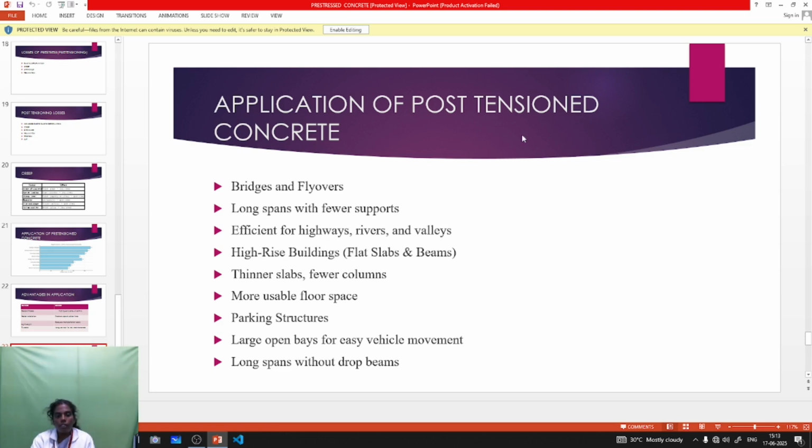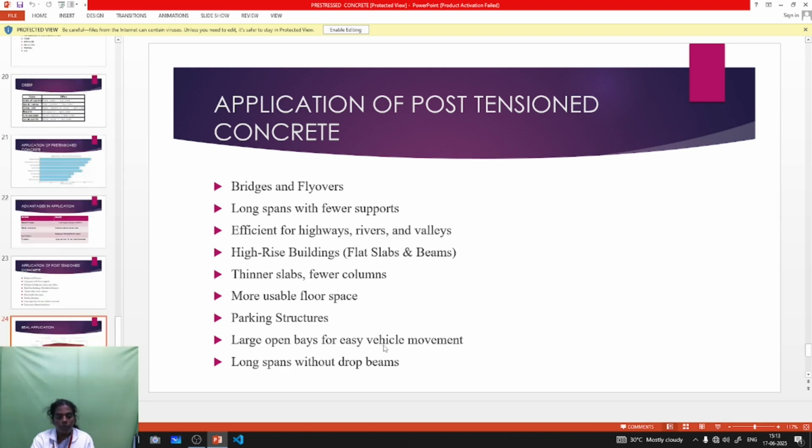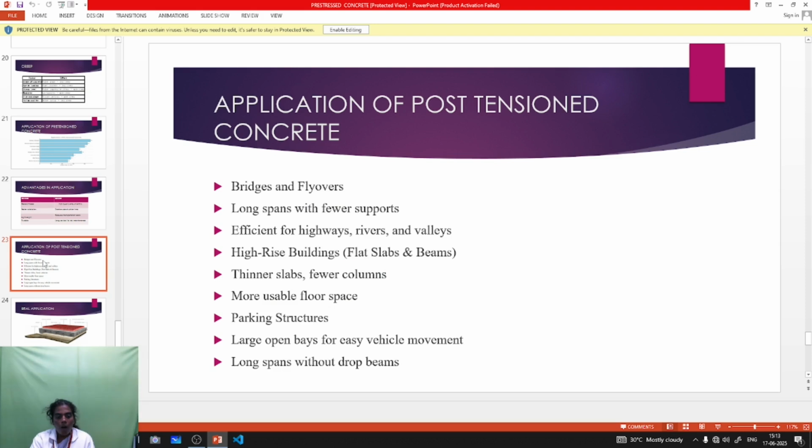Then application of post-tensioning. Post-tensioning means, as with RCC, first the concrete is poured, then the steel is stressed using the anchorage. This is normally used in bridges and flyovers, long spans with fewer supports, efficient for highways, rivers and valleys. Then high-rise buildings, thinner slabs, fewer columns, more usable floor space. Parking structures, large open bases for easy vehicle movement, and long spans without trapping.